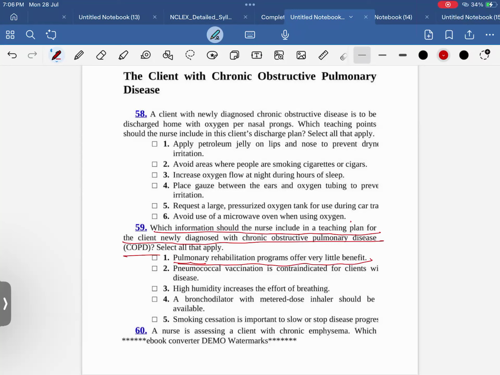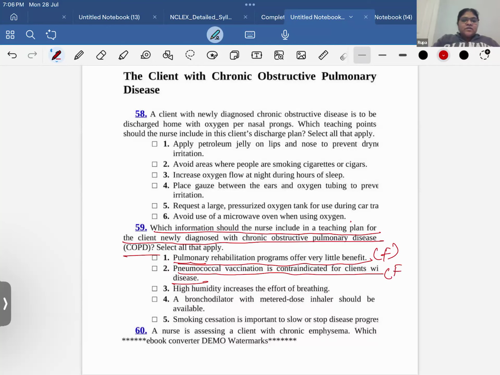Whenever you are doing a SATA question, select all that apply, go through each option like true or false. Think like this. You all have said false, so I will keep this point in mind. Next: pneumococcal vaccination is contraindicated for clients with this disease. True or false? False. We have to give the vaccine.